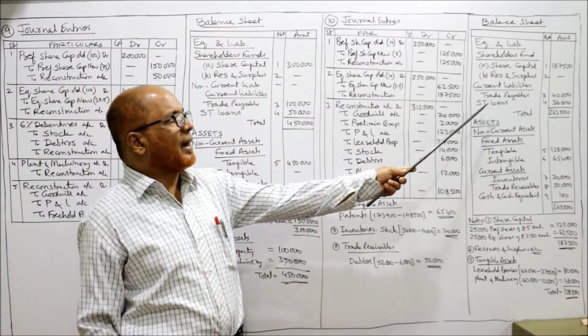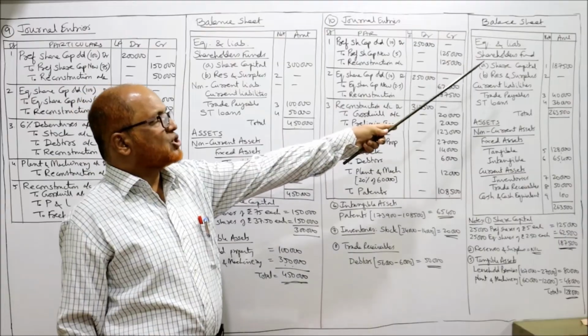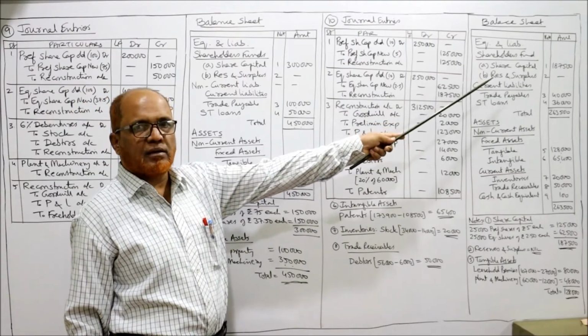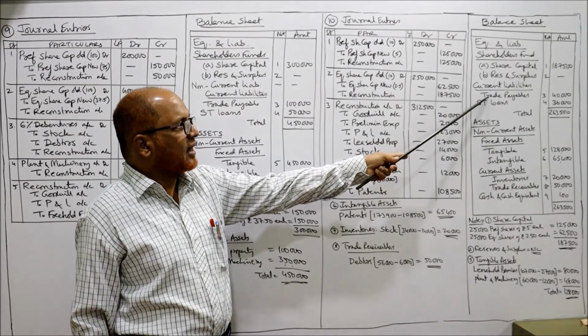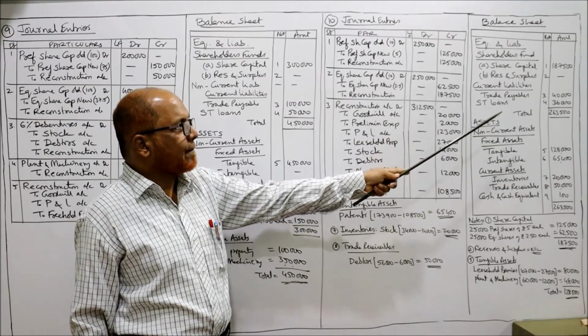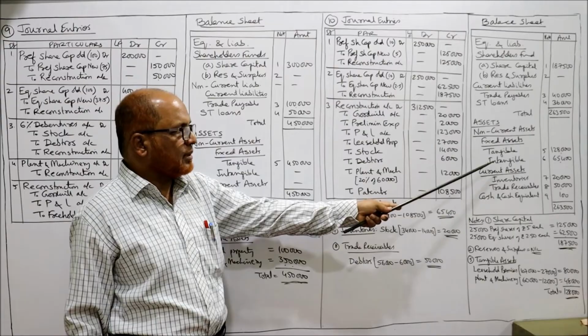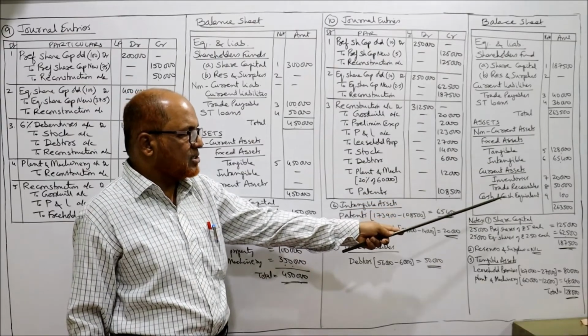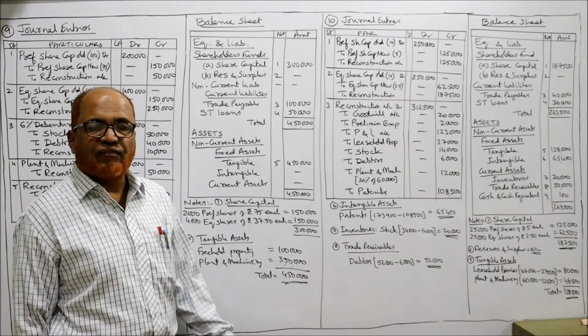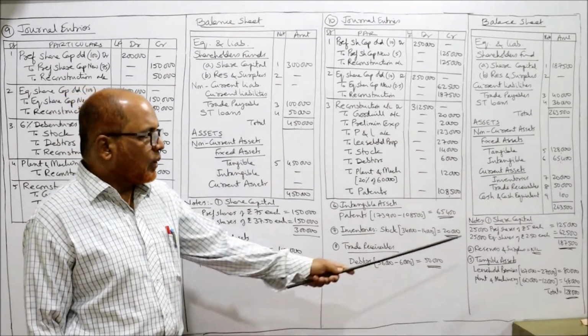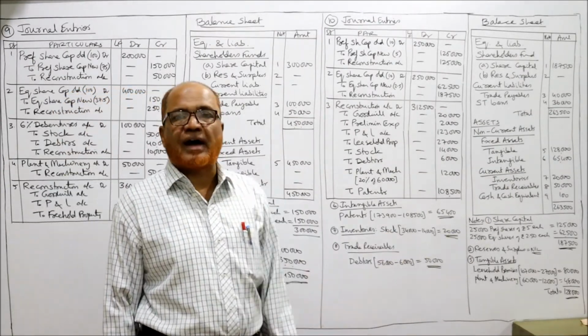Now we have to represent in the balance sheet. Equity and liabilities, shareholders fund, share capital number 1. Then share B, reserves and surplus. Current liability, trade payable, short term loans. Assets, fixed assets, tangible, intangible, current asset, inventory, trade receivable, cash and cash equivalent. Now we'll take one by one note. The first note is share capital. 25,000 preference share of rupees 5 each.